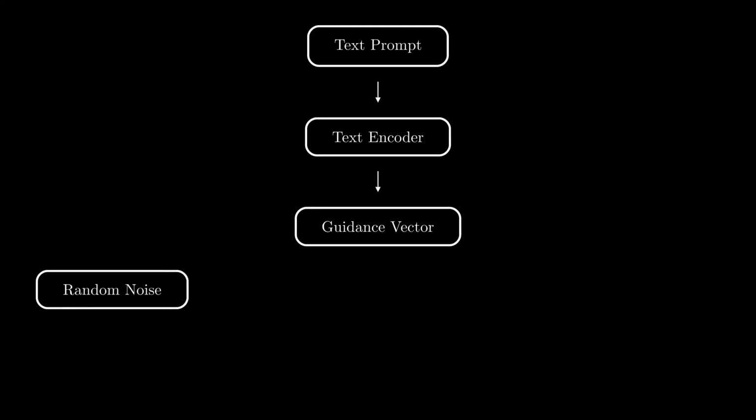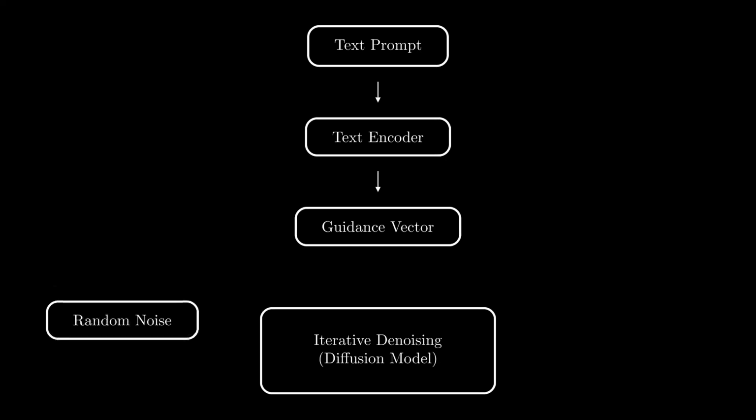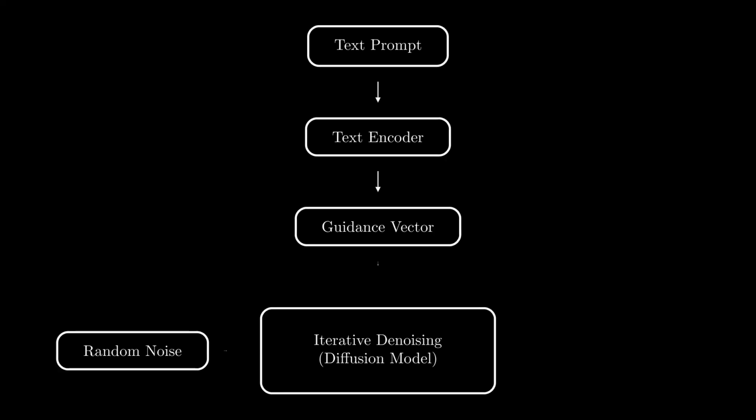With our two key inputs ready, the instructions and the canvas, we arrive at the heart of the system. This is the diffusion model, the engine that performs the iterative denoising we discussed. It takes the random noise, and using the guidance vector as its map, it begins a meticulous process of refinement. Step by step, in a repeating loop, it subtracts a small amount of noise, each time looking at the guidance vector to ask, does this look more like what the user asked for? With every pass, recognizable shapes and patterns begin to emerge from the chaos, like a photograph developing in a darkroom.